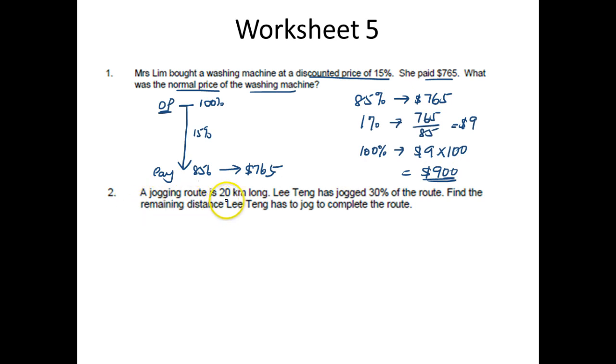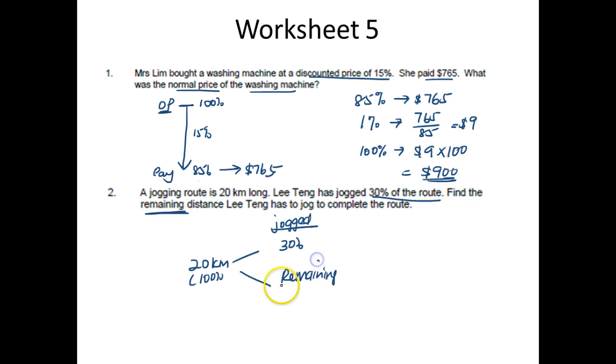Question 2. A jogging route is 20 km long. Li Ting has jogged 30% of the route. So this is the route, 20 km, which is your 100%. Li Ting has jogged 30% of the route. Find the remaining distance. So after he jogged, this is the remaining, which is 100% minus 30% is 70%. I want to find the distance. So I know that my 100% is my 20 km. 1% is 20 out of 100.